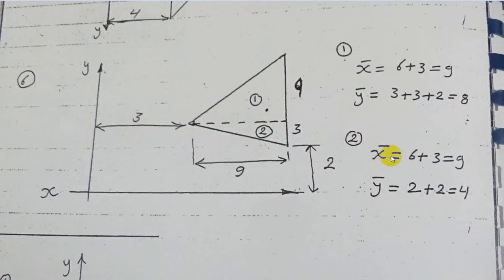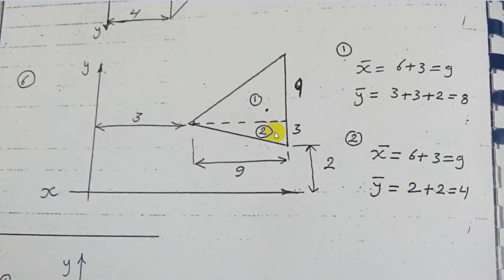So the x dash is going to be equal to, as indicated by the following formulation, 6 plus 3 equals 9, the same as the x dash for region 1. But the y dash in this case is going to be pretty much different. Y dash equals 2 plus 2 equals 4, as you can see in front of you.